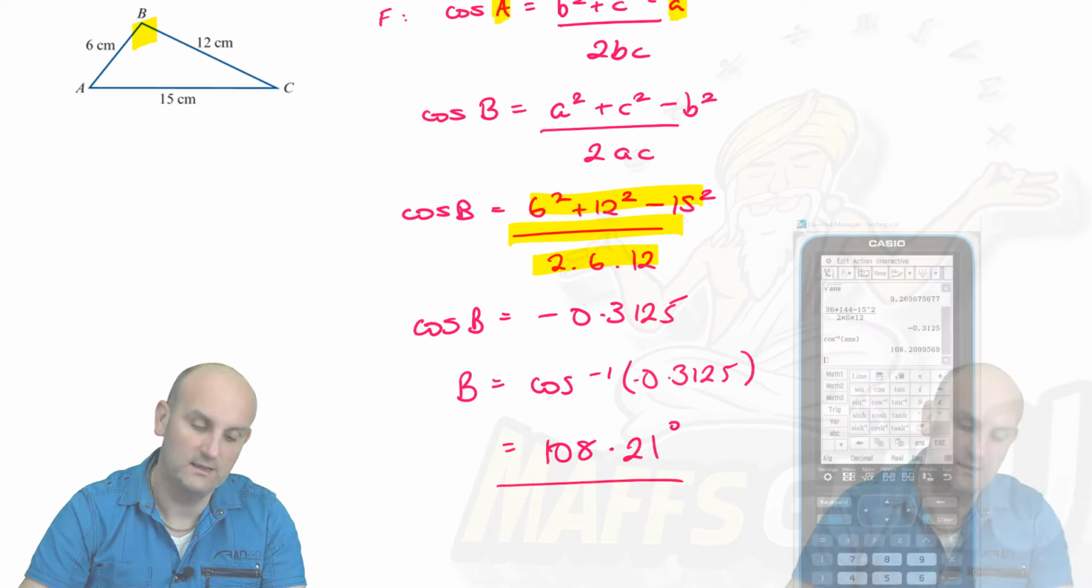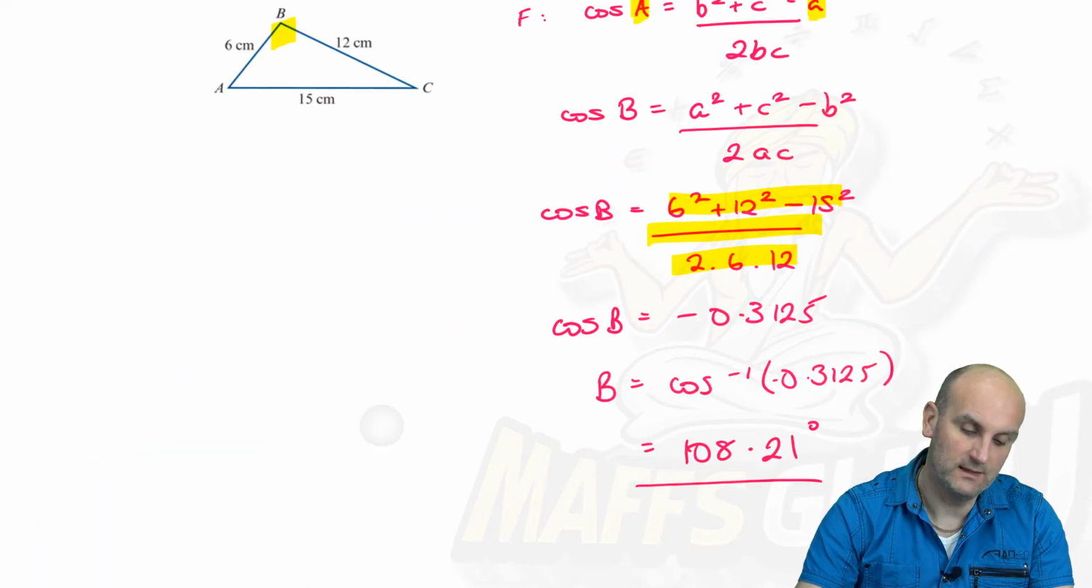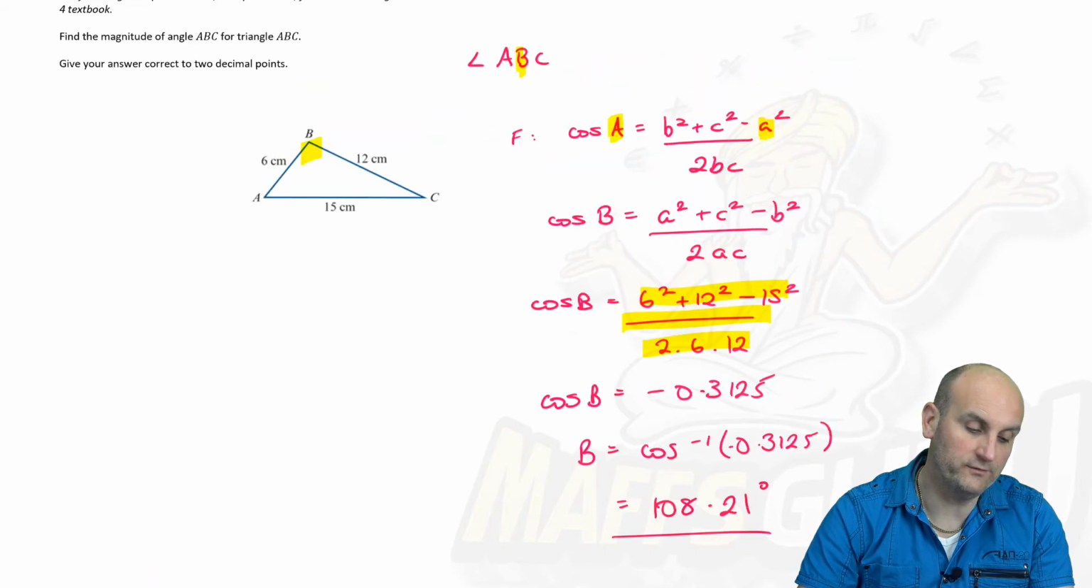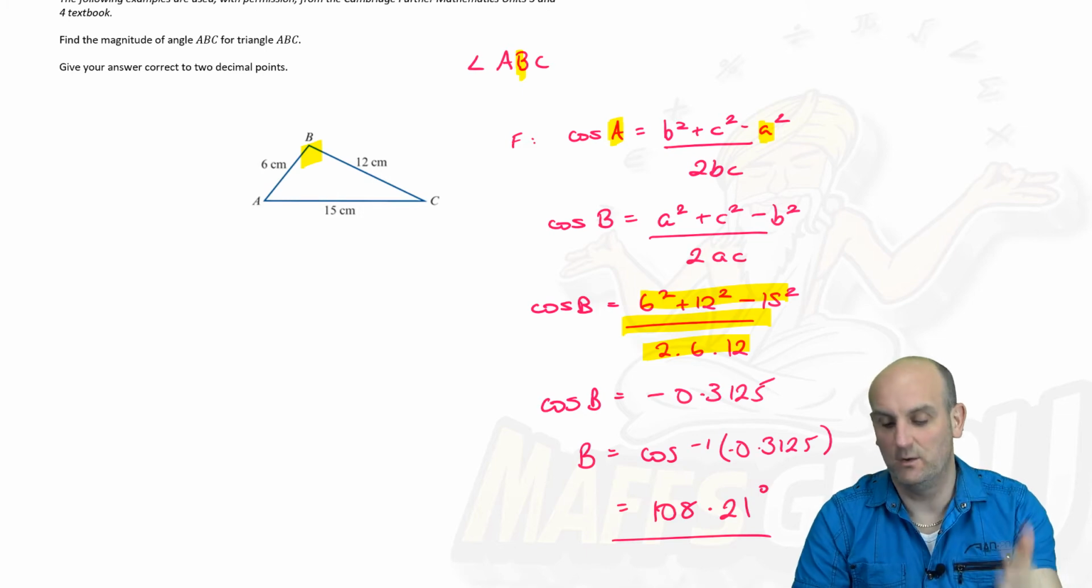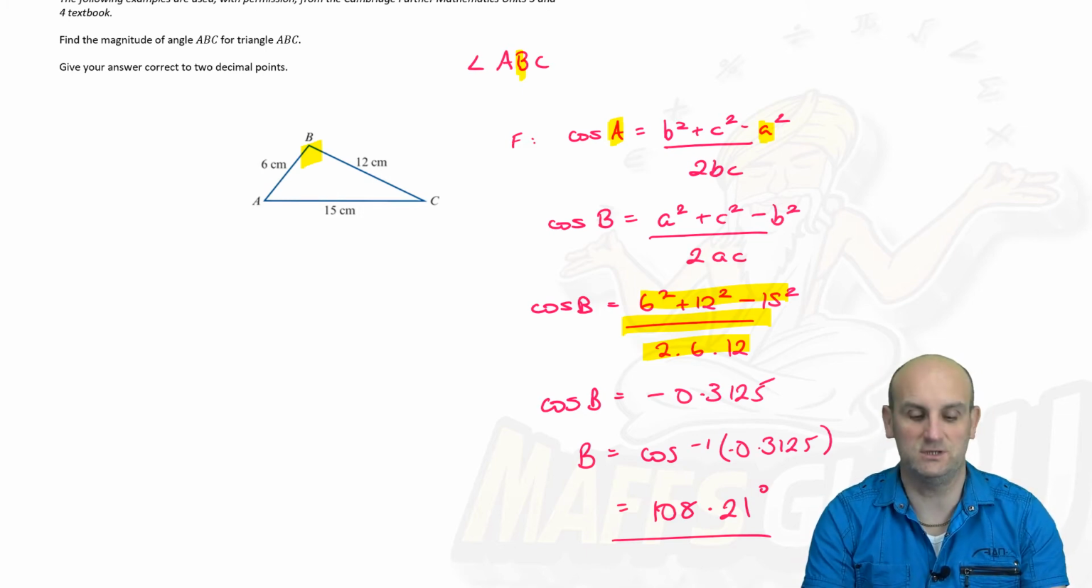Let's minimize this. Let's move this over just a bit. And ladies and gentlemen, believe it or not, those are the two main ways of using the cosine rule. Okay, I've done one example with side lengths, one example with angles. The rest of it is just the same.